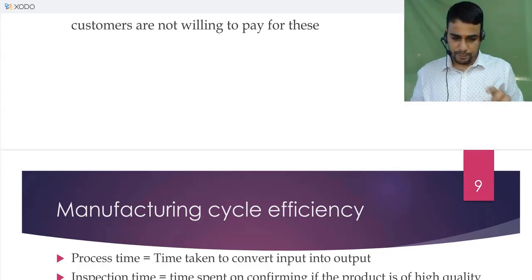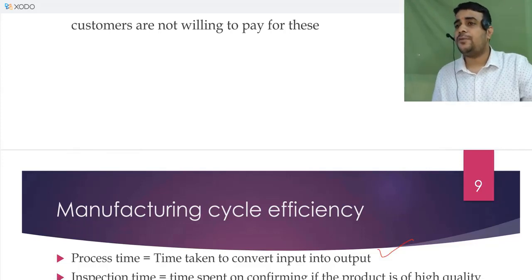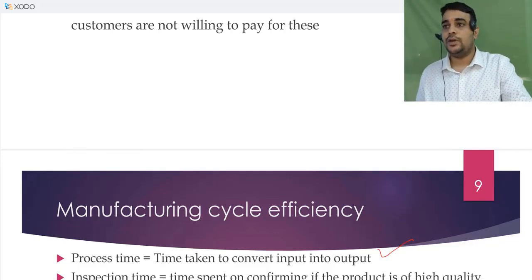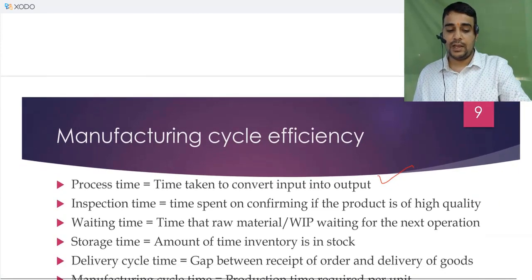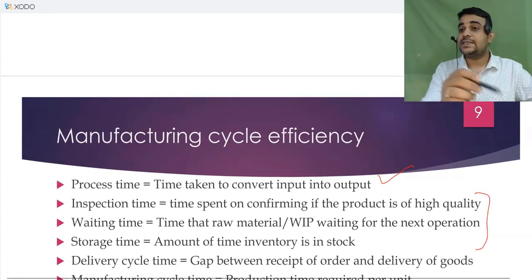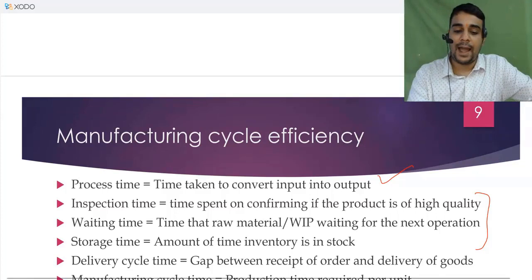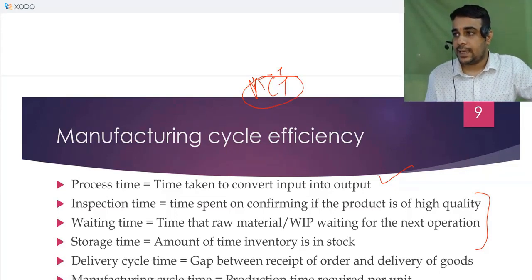So process time is time taken to convert input into output. Apart from process time, you will have inspection, movement, transportation, queue time, waiting time. All these are non-value added. Inspection, waiting, storage, all this will become non-value added. Summation of this is called manufacturing cycle time.